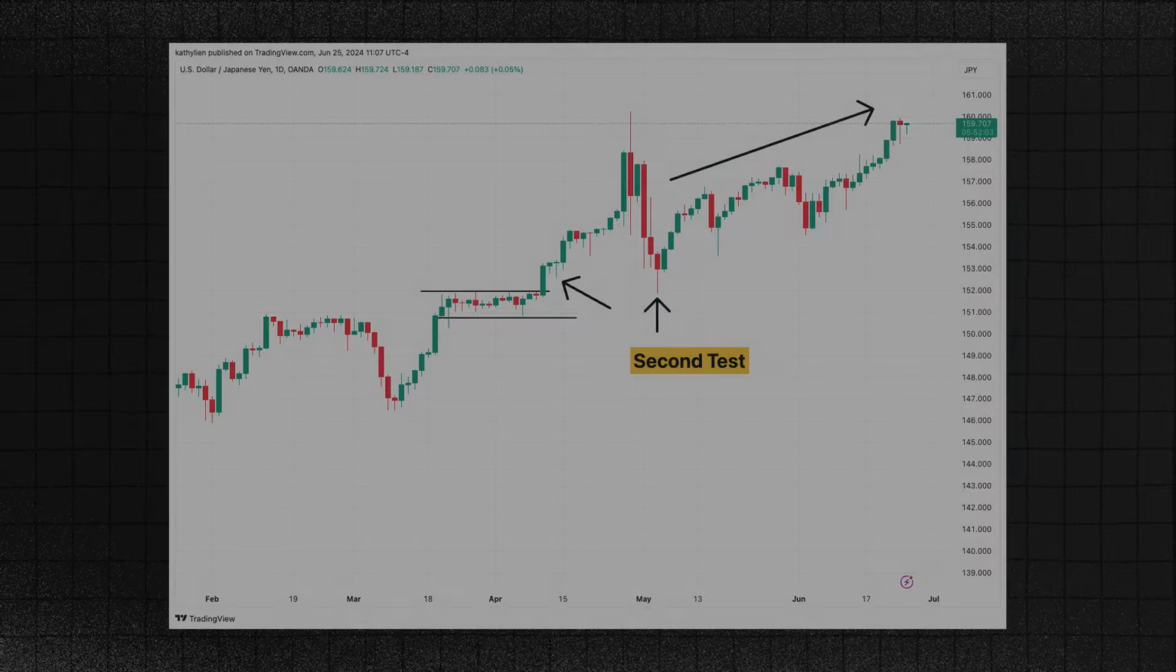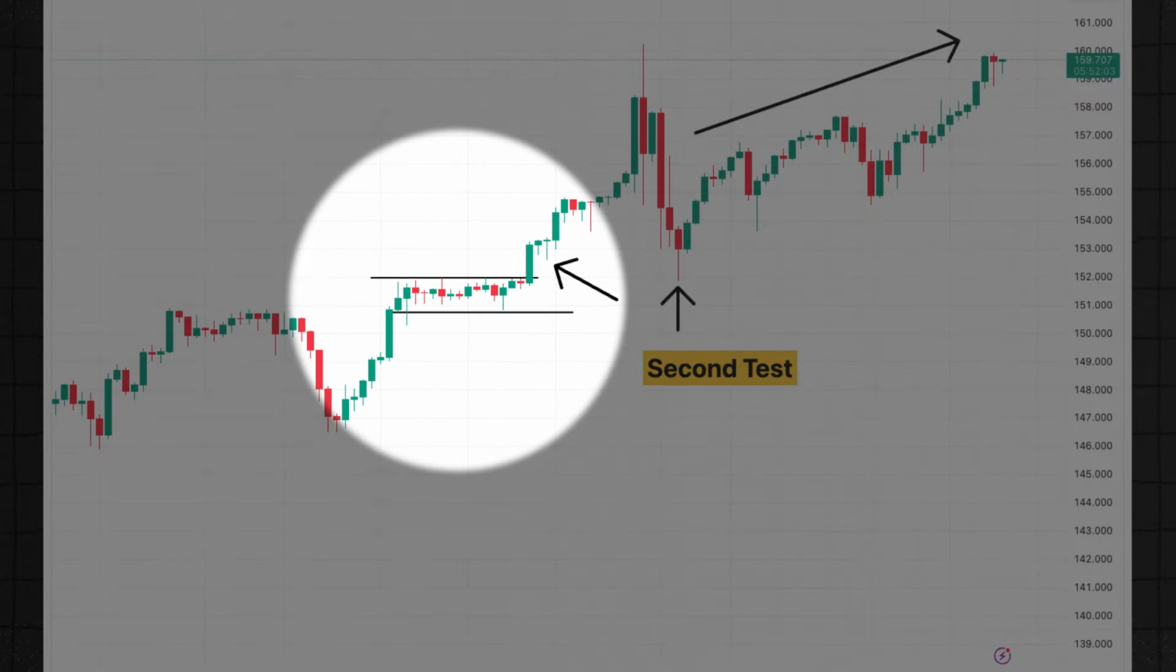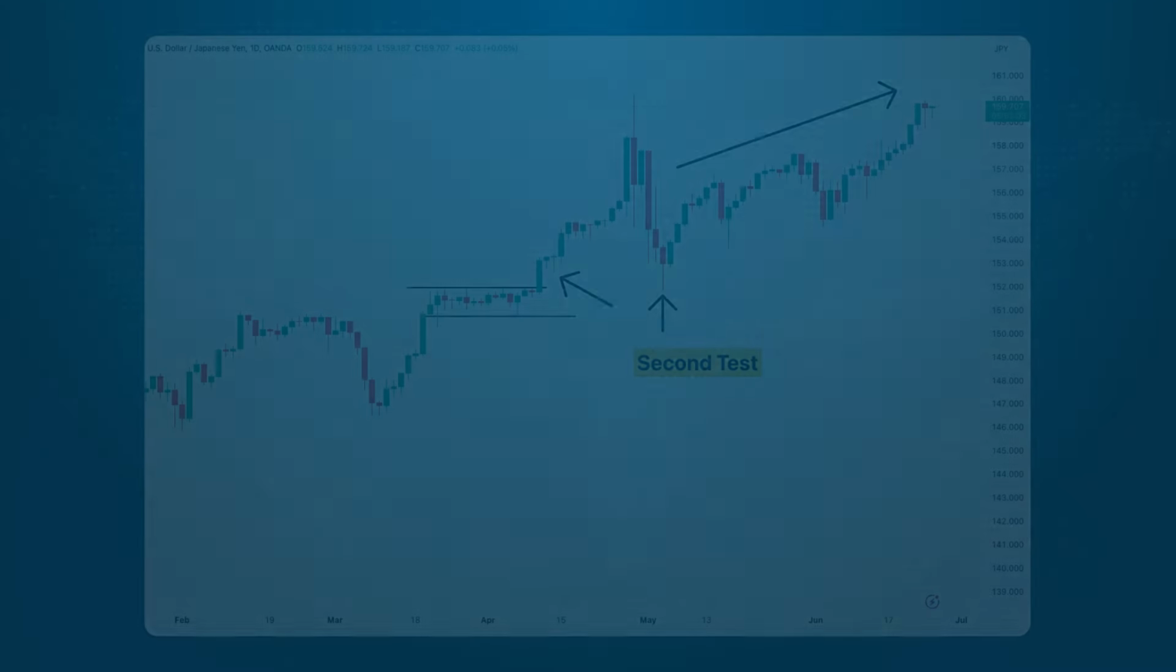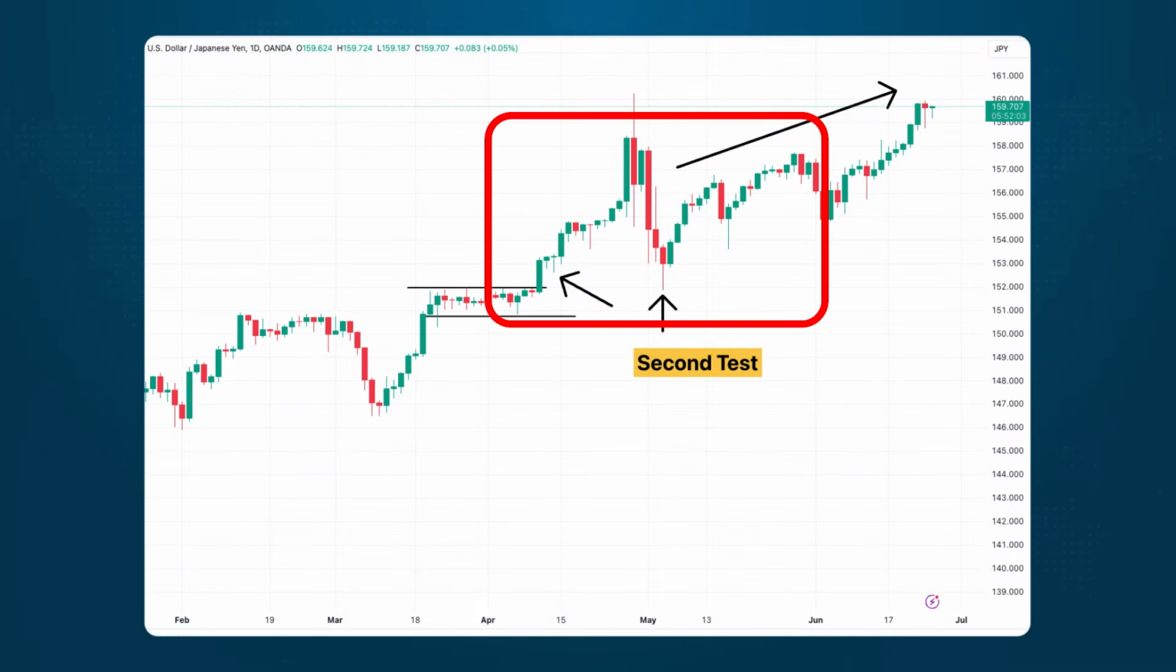As you can see in this price chart of dollar yen, we have dollar yen bouncing between 150.70 and 151.85 over a 2-week period, and it takes 2 weeks before it breaks to the upside. There are two ways that you can trade this. You can either wait and see if the breakout holds, and we can see that 3 candles later where the first arrow is pointing. Dollar yen retraces but less than 50% of the breakout candle and then holds the 153 level.